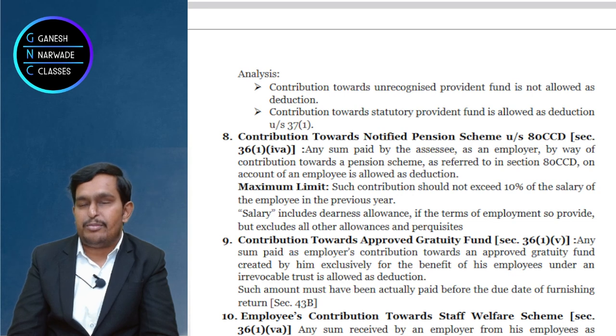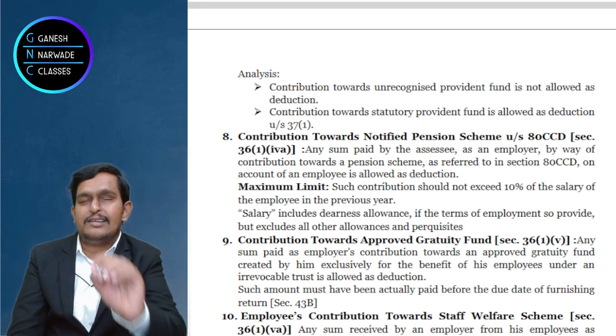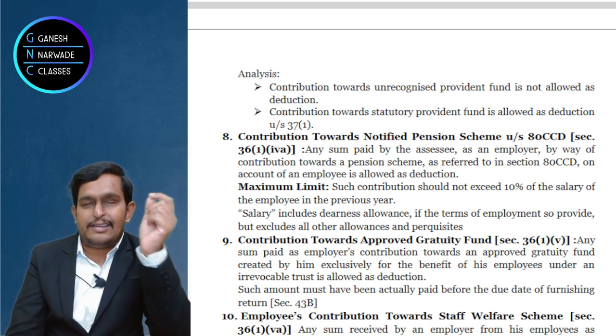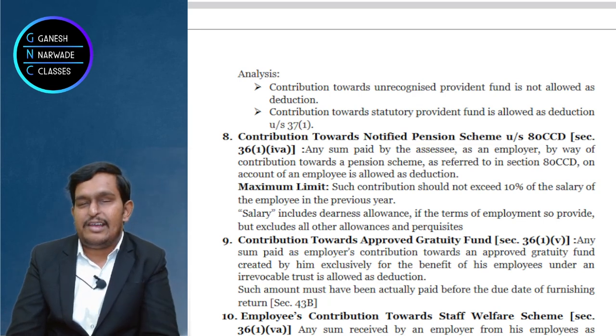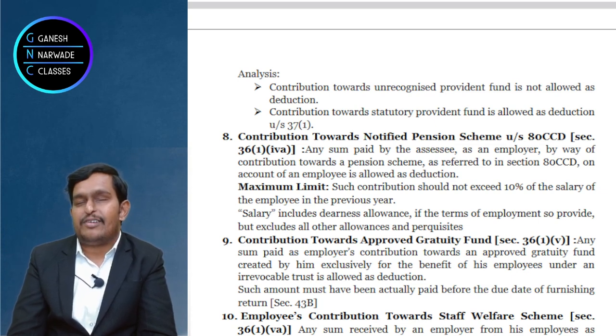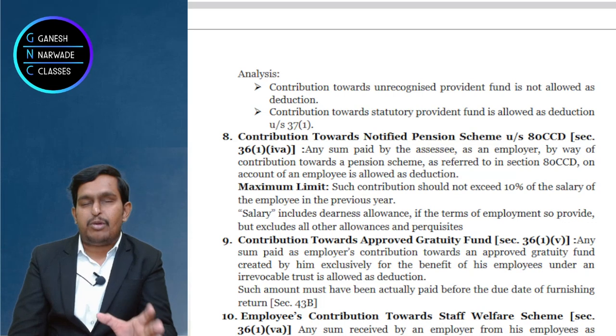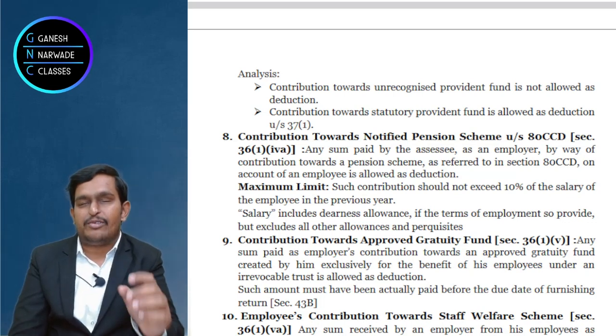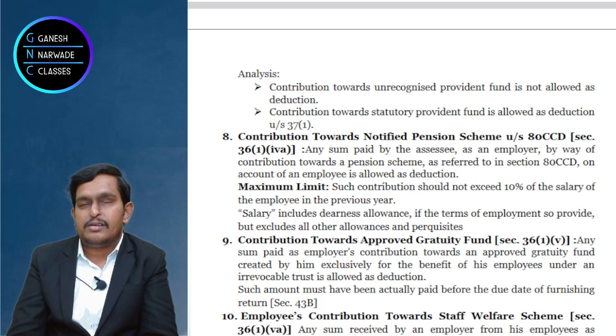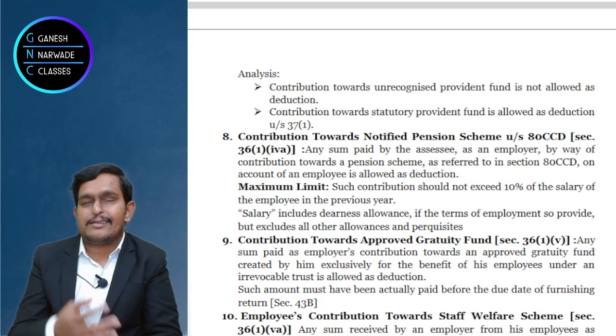Okay. Are you able to connect with what I said? Very good. I'll tell you that there is another fund called Statutory Provident Fund. This is actually a government fund. So if the government is contributing, the government will get deduction, but not under section 36, but under section 37. Okay, this also you should keep in mind. Now one more thing, there is an approved gratuity fund, right? Suppose the employer contributes to the approved gratuity fund every year, some amount they contribute, then they will claim deduction under section 36 subsection 1 clause 5.